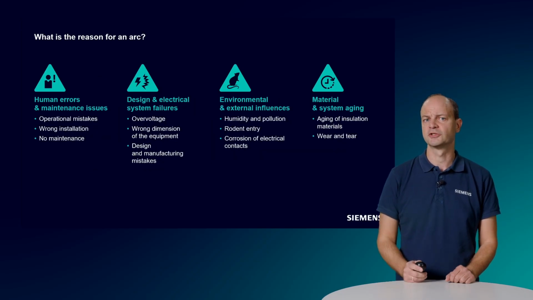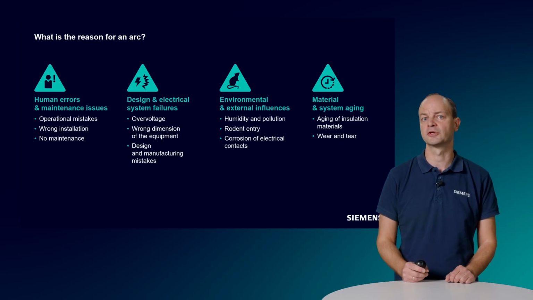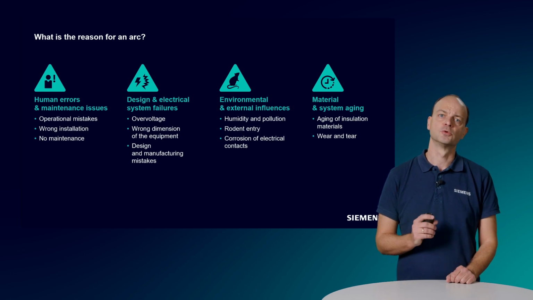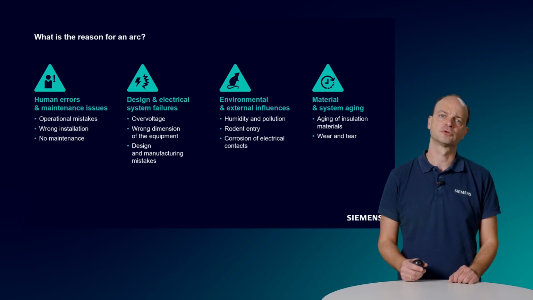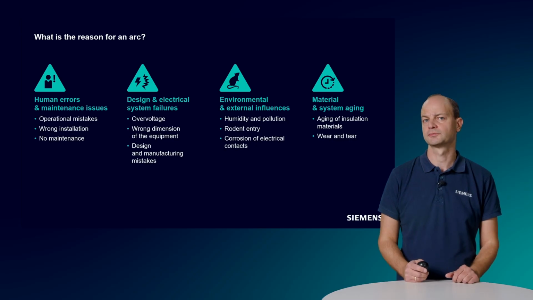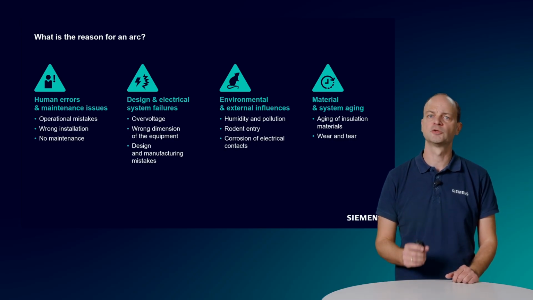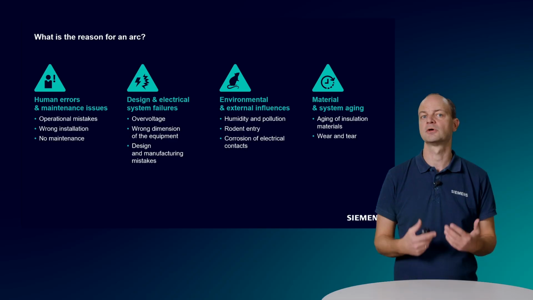Now, what does lead to an arc flash? Arc flashes can be caused by a multitude of factors, like for instance design and electrical system failures, as well as dimension of the equipment, or design and manufacturing mistakes. Another factor is the normal wear and tear and the aging of insulation materials. The reason can also be environmental influences like humidity and pollution, which might lead to the corrosion of electrical contacts. Also, rodent entry can be a root cause. However, the most common reasons are human errors and maintenance issues, like operational mistakes, wrong installations or missing maintenance.